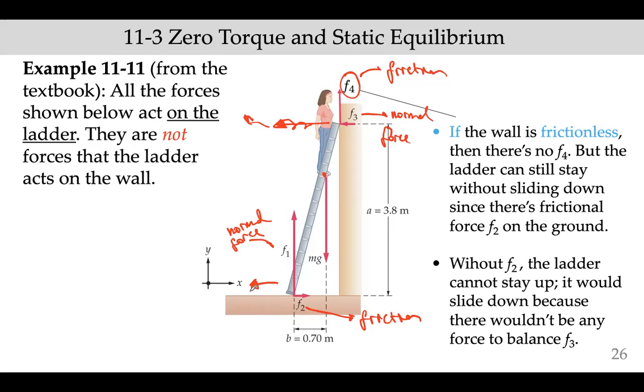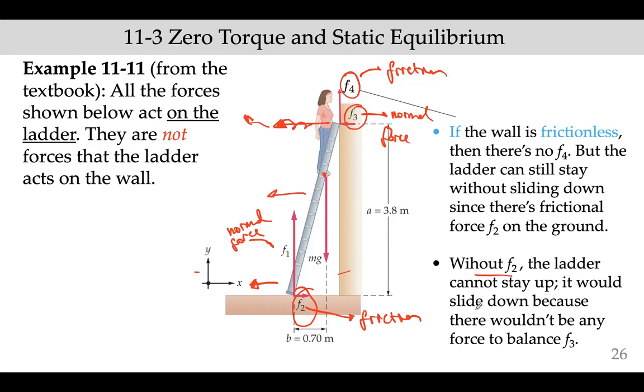So even if there's no F4, F2 would be enough to keep it here. Now, why does it slide down? What is the force that makes it go this way? Well, it's actually this force, the normal force from the wall. It will try to push the ladder this way so that the ladder slides, but this F2, if it's large enough, can keep the ladder like this, not sliding. So even if there's no F4, F2 can be enough to keep the ladder like this.